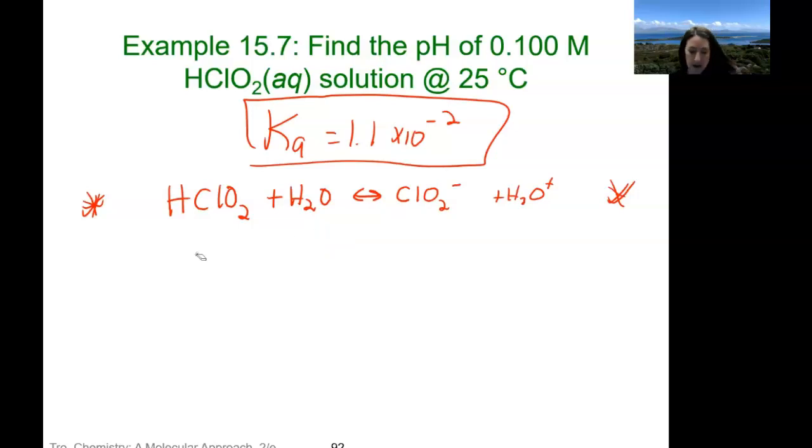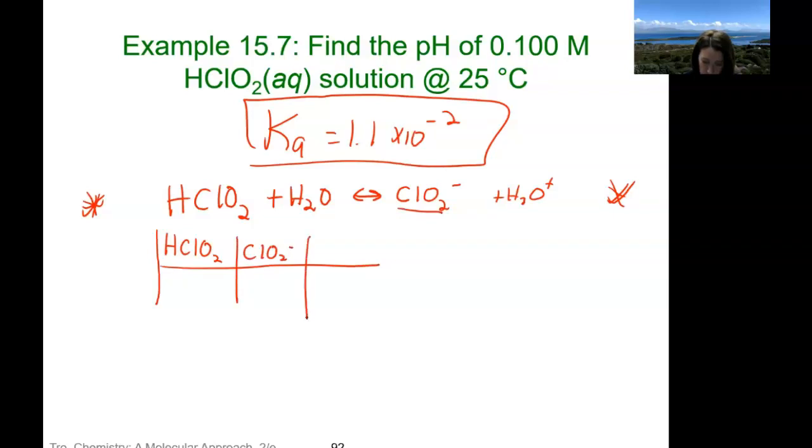Now, this tells us how our ice table is to be made, right? So here's our ice table. I made this very big. Our first part is HClO2. Our second part, ClO2 minus. Our third part is H3O plus. Initially, we have 0.1. I'll worry about my sig figs later. 0.1 of that, none of this, pretty much none of that.